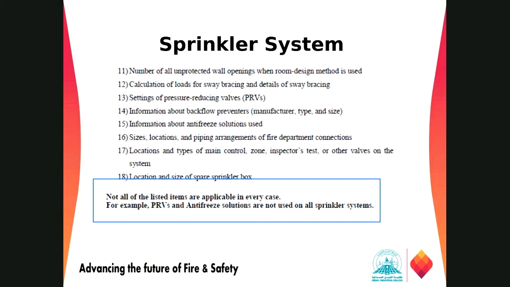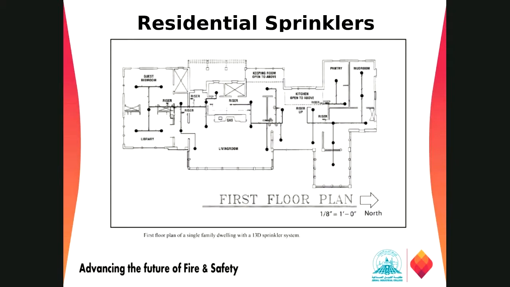Okay, so moving on to the next one. We are moving on to the residential sprinkler, right? Residential sprinkler is totally different from the one we saw. It is as per NFPA 13D or 13R, right? We have a plan for the residential sprinklers, right? It protects all the buildings inside that one. This is a first floor plan, and it is installed as per NFPA 13D.